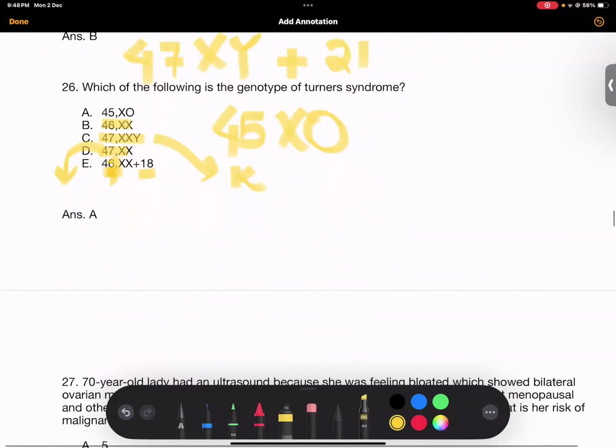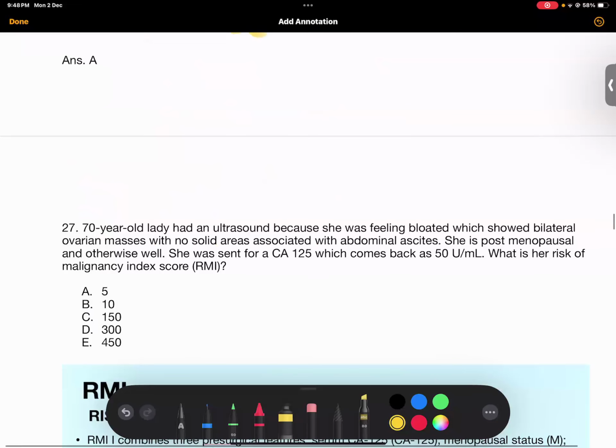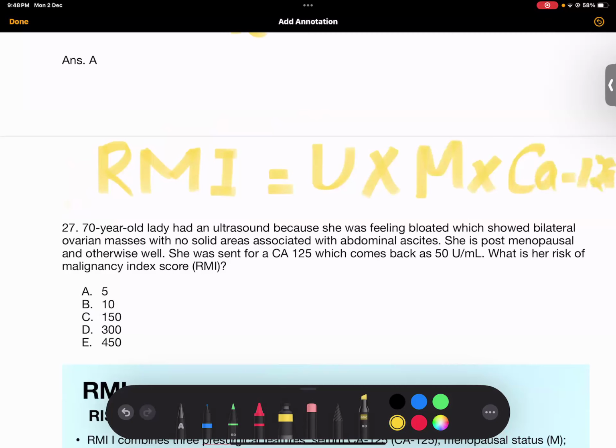Okay, coming to the next scenario, this is a very important one, the RMI. We discussed in our last lecture that you can get one question on this RMI and you have to calculate it. How do you calculate the RMI? It is three things: U, M, and your CA125. If you see the question, she has bloating, which showed bilateral ovarian masses, no solid areas, abdominal ascites. Two things are present, no solid areas is not a characteristic ultrasound feature.